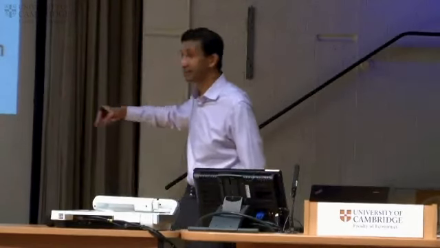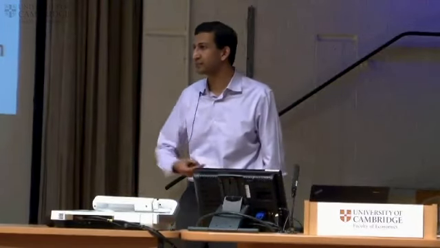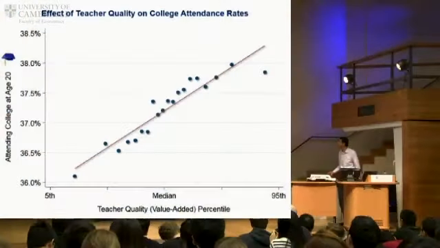Now, in thinking about the magnitude of that effect, remember that that's the effect of a single teacher for 1 year, right? So if you think that these effects cumulate, that you have a better teacher not just in 3rd grade, but also in 4th grade and 5th grade and in 6th grade, then that 2 percentage point effect per year could add up to quite substantial changes in the probability that you go to college.